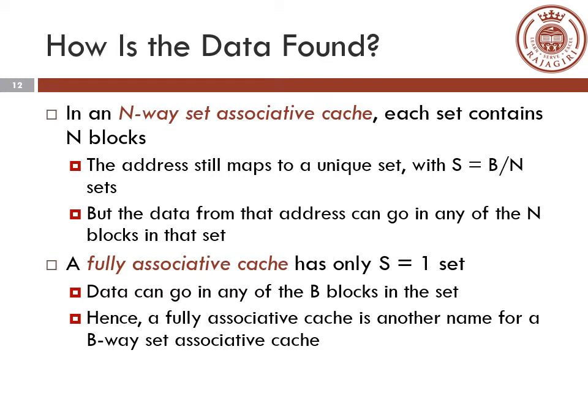Now the third method is known as fully associative cache. In that case you are going to have only one set in the cache. The data can go to any one of the B blocks in the set. So this concept is known as fully associative cache. This can also be called B-way set associative. Why? Because you have a single set, and inside the single set you have all the blocks.